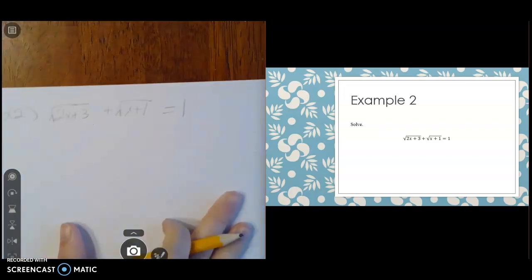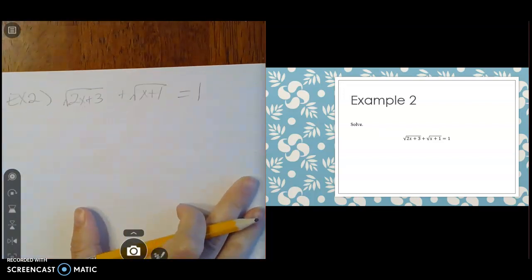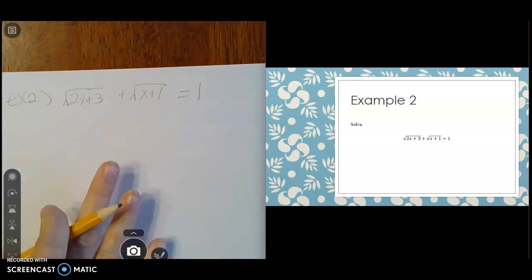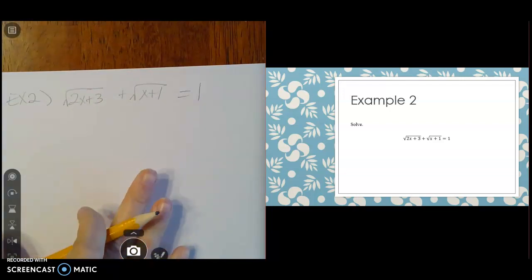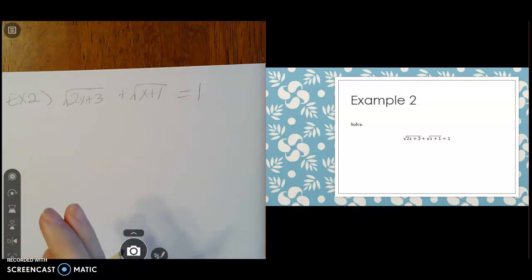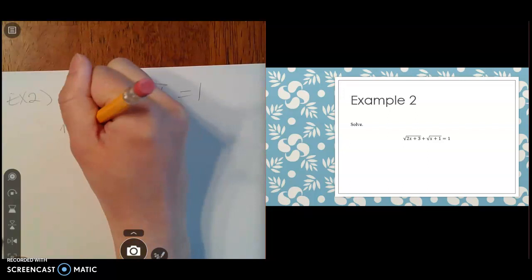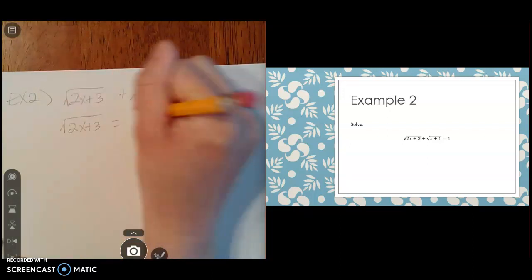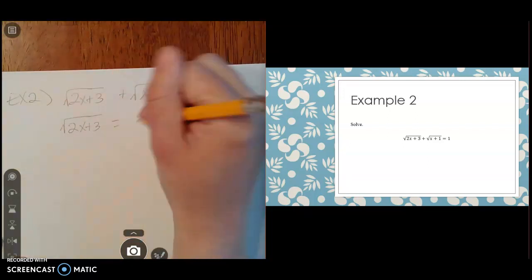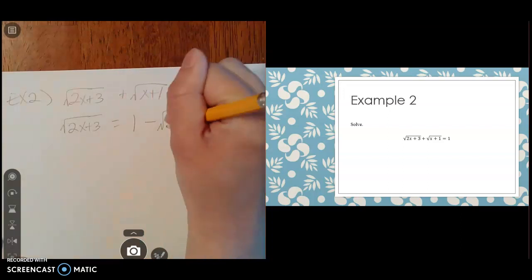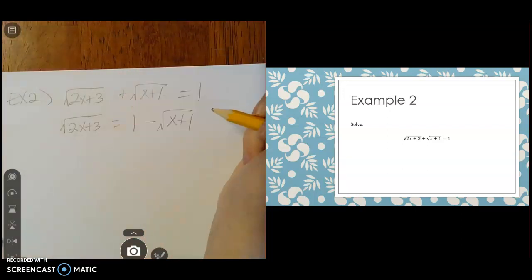And the first thing we should do is get the radical by itself, right? And the thing that you're going to notice is I can't get either one of those by itself, so we're going to go with one of them, okay? I'm just going to get, how about the first one by itself, 2x plus 3, and I'll subtract the square root of x plus 1 from both sides.